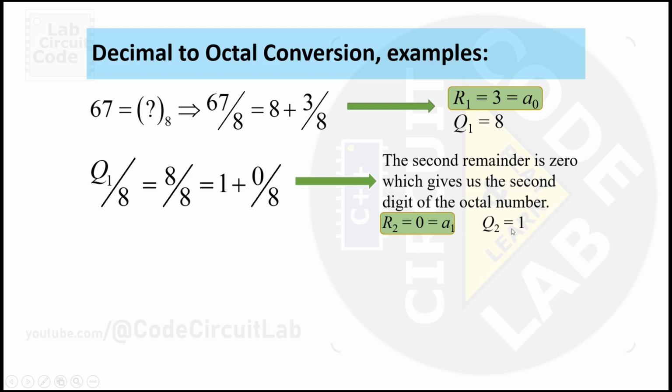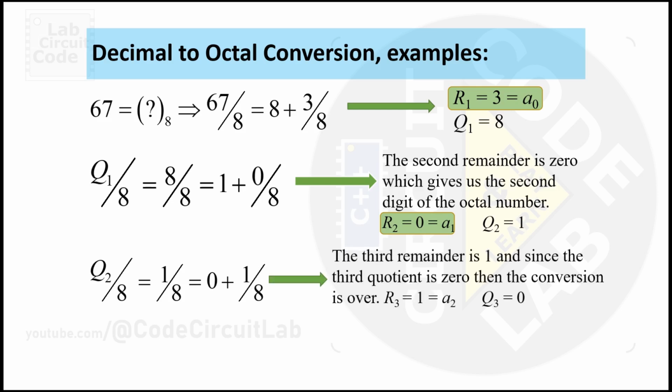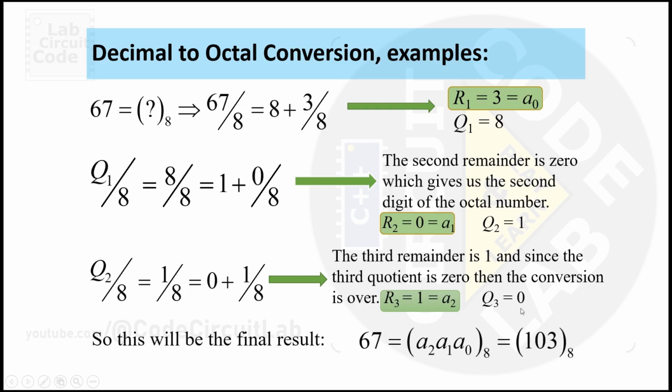Also, we have a quotient which is not 0 yet, so we continue our division. By dividing 1 by 8, we get a 0 as a quotient and a 1 as a remainder. So the third remainder is 1, and since the third quotient is 0, the conversion is over. We have a2 as 1 and the quotient is 0. So our number will be 103 in base 8.